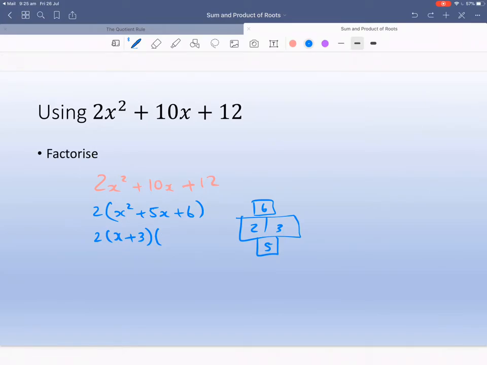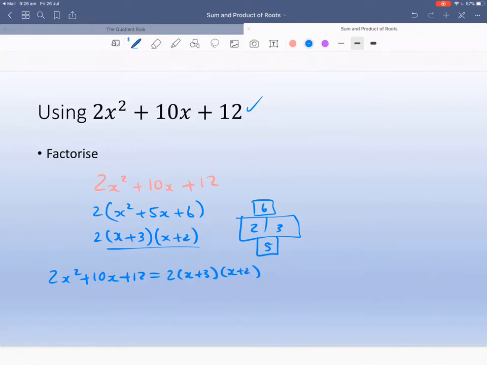So we've factorised this, and factorising is just another form of writing the same thing. So I can write this statement down. I can say that 2x squared plus 10x plus 12 is equal to this guy here, so 2(x plus 3)(x plus 2).